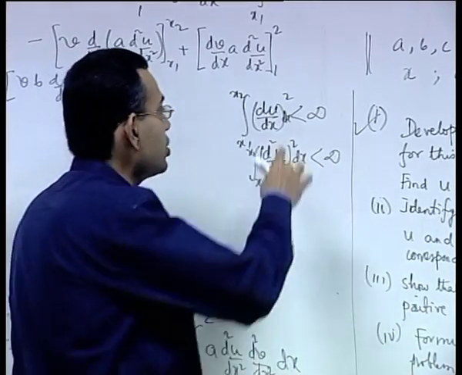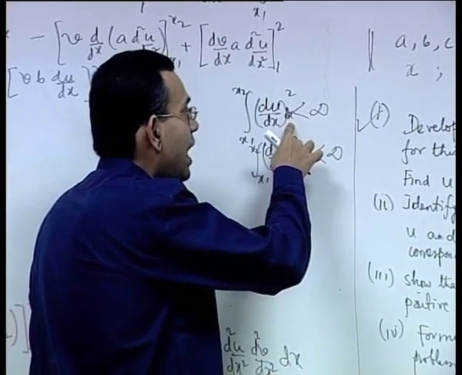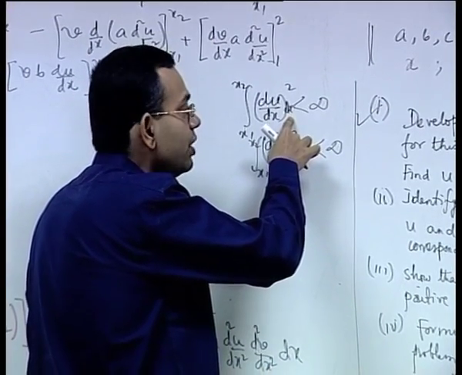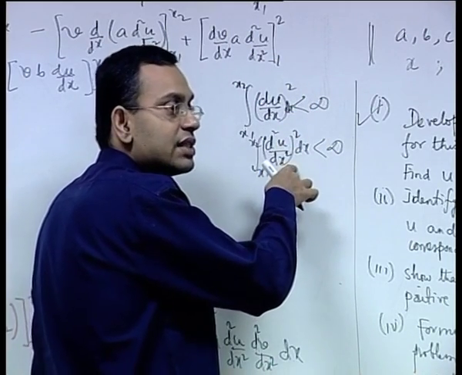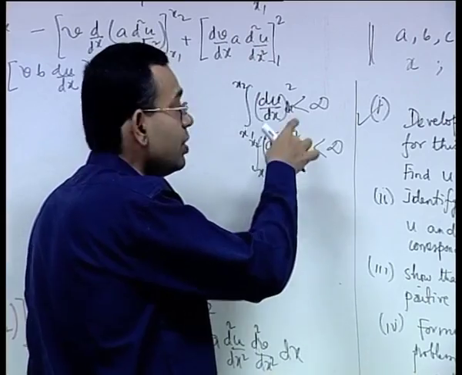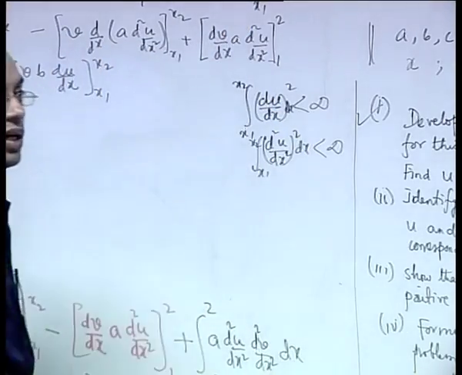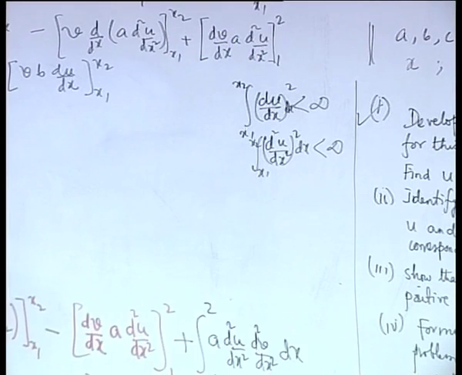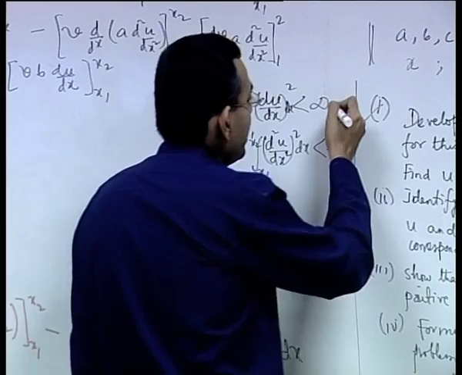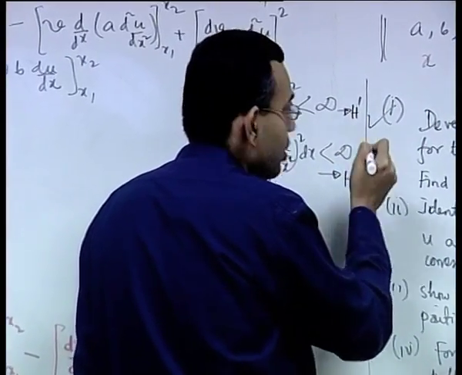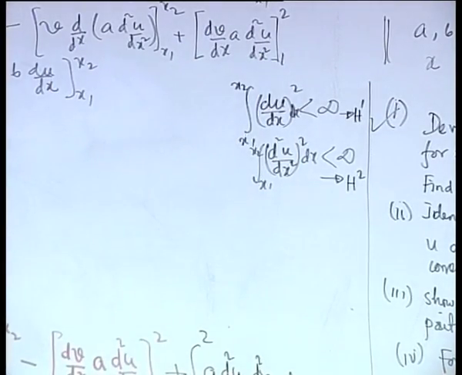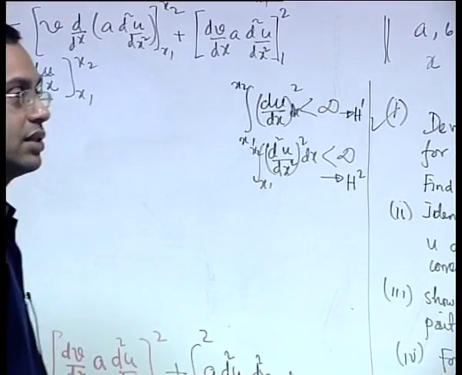So, the first order derivative of u as well as the first order derivative of v should be square integrable. The second order derivative of u as well as the second order derivative of v should be square integrable, because these are the two derivatives which appear in the corresponding variational formulation. So, this implies that it will belong to H1 space and this will imply that it will belong to H2 space. So, these are the function spaces in which you expect these to lie.